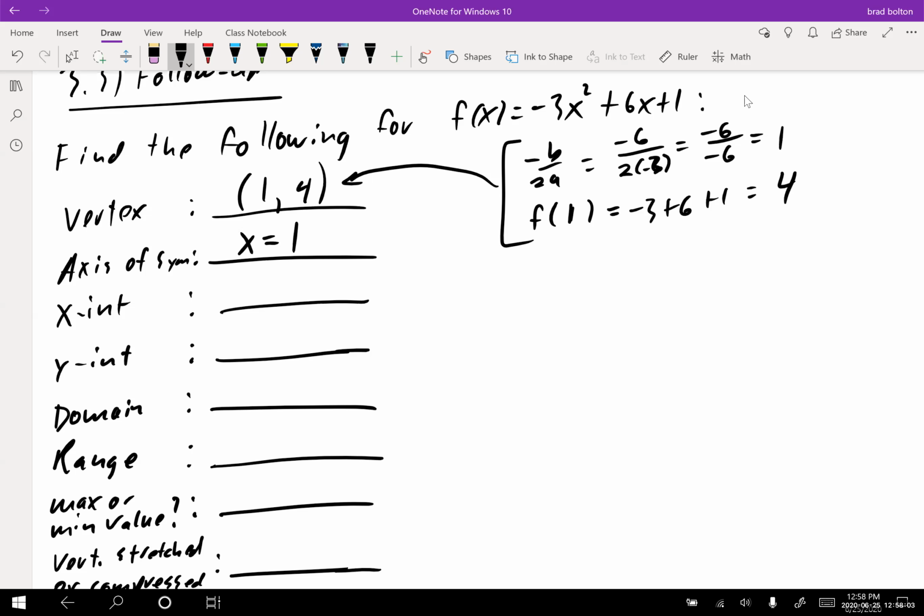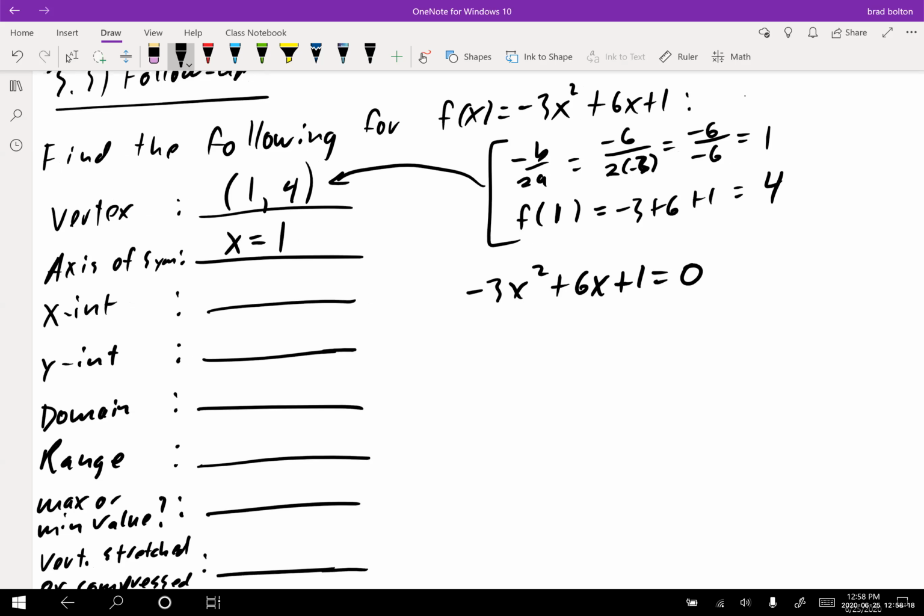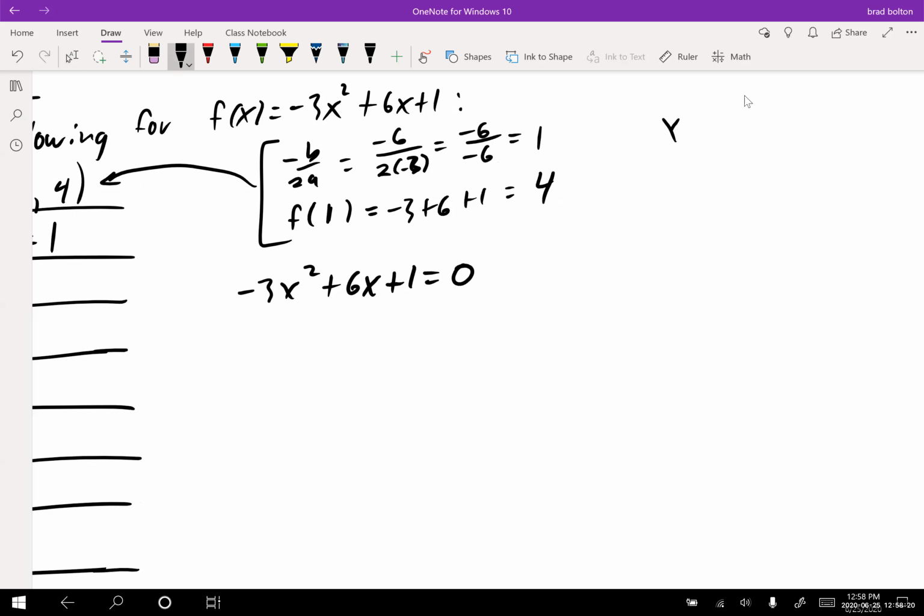Now the x-intercepts are going to require a little bit of work because I can tell by looking at this it is not factorable. Okay, so in the last video, I showed you how to use your calculator to do it. Now I want to show you how to use, or hopefully you already know how to do, the quadratic formula. You guys know that the quadratic formula says that, so this is the quadratic.